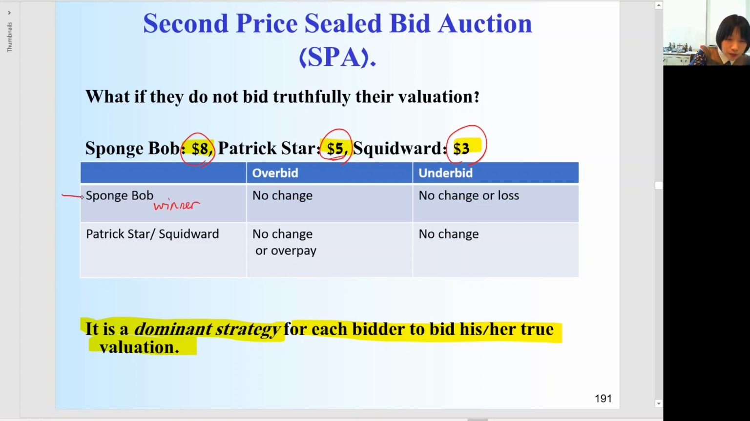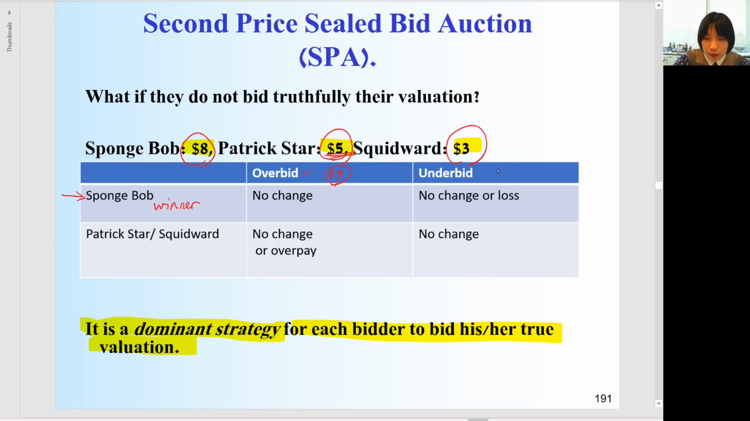First, let's check if SpongeBob has any incentive to lie. He has two ways to lie. Either he overbids, like he will write in the envelope $9. Then how will it affect the result? SpongeBob is still the winner. He is the highest value. So he wins the item, and the payment is still $5. There's no change.